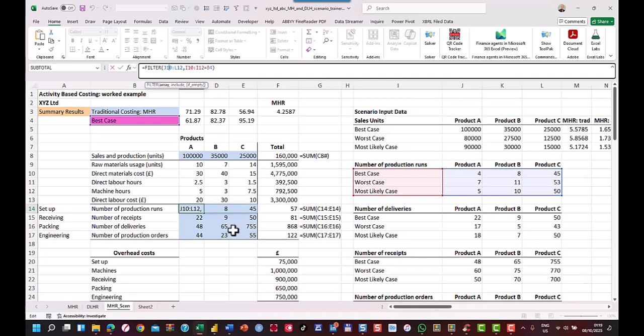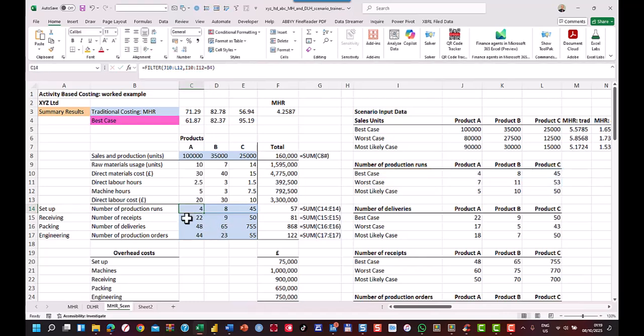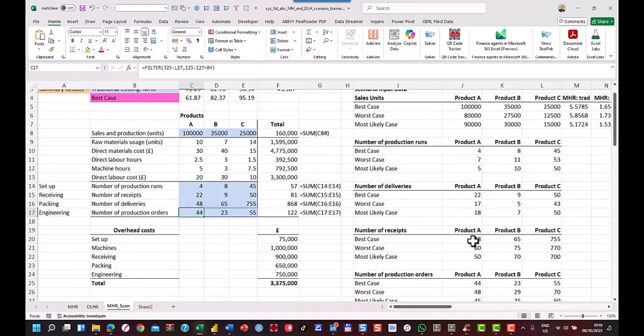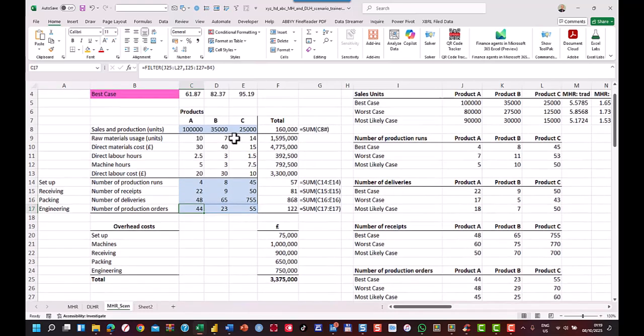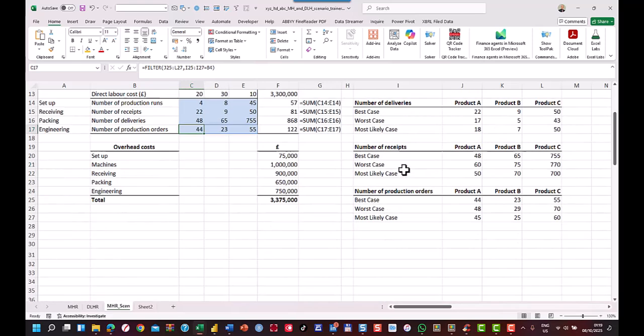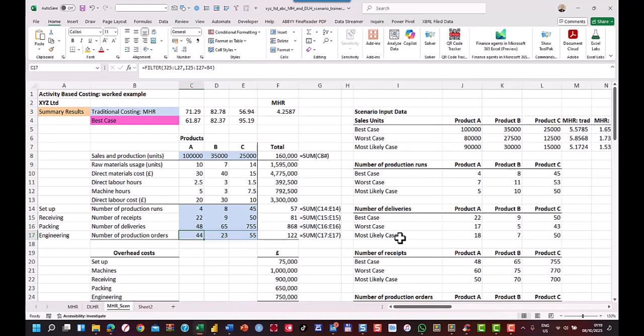That's it. I do that for number of receipts, number of deliveries, number of production orders, checking the formula in every case, and they come from here. If we want to update this model, we come over here, we update it here. If you want to add this information to your scenario, and why wouldn't you, by the way? You can continue down here with your secondary input section and feed directly into there.